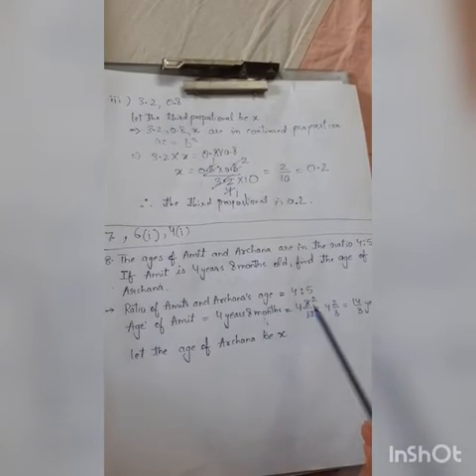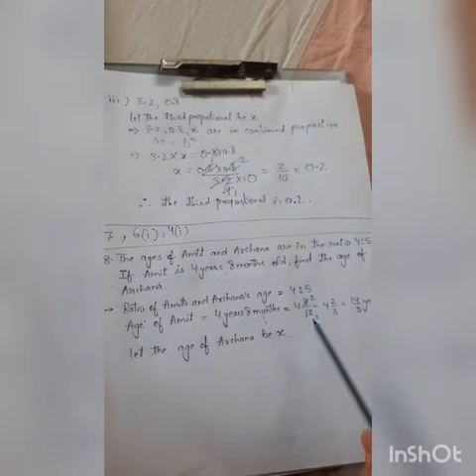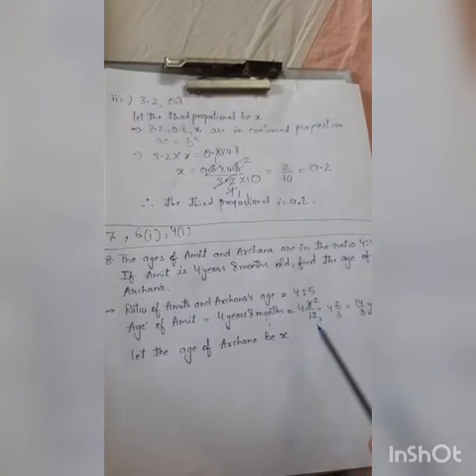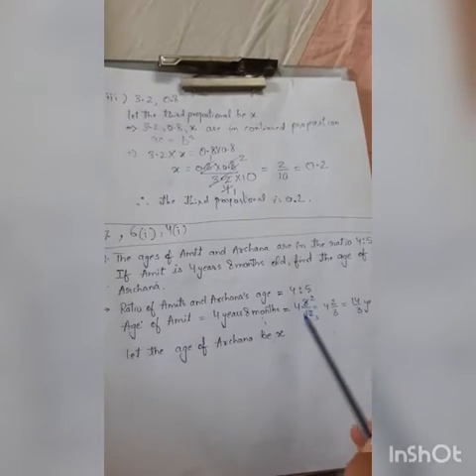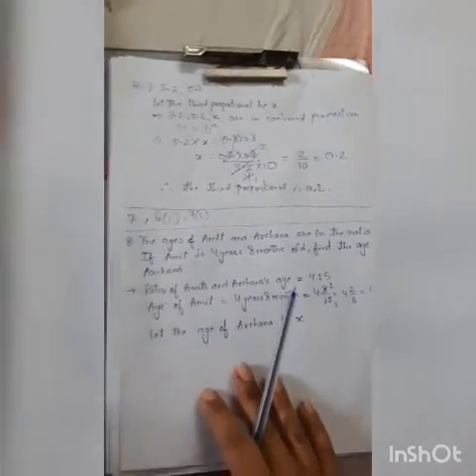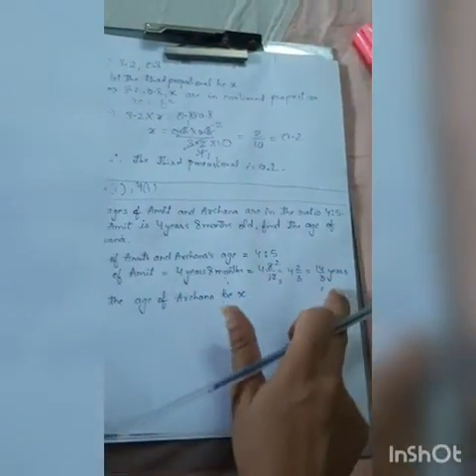How? 4 as it is, years. 8 upon 12. I am changing months to years, so I will divide by 12. Cut with the table of 4. 4 2s are 8, 4 3s are 12. So 4 whole 2 by 3. This is the way to change. 3 4s are 12, 12 plus 2 is 14. 14 upon 3 years. तो अभी हमने अमित की एज को years में change कर दिया.